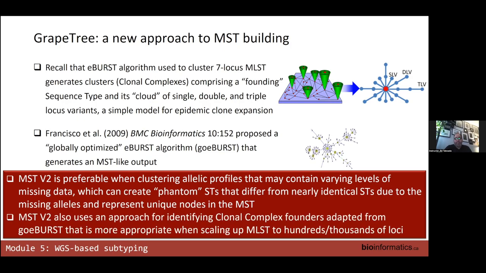At the same time, it builds upon BURST analysis and tweaks some of the math so that it can find the founders of clonal complexes in a way that is a bit more mathematically consistent. So this is my preferred approach.